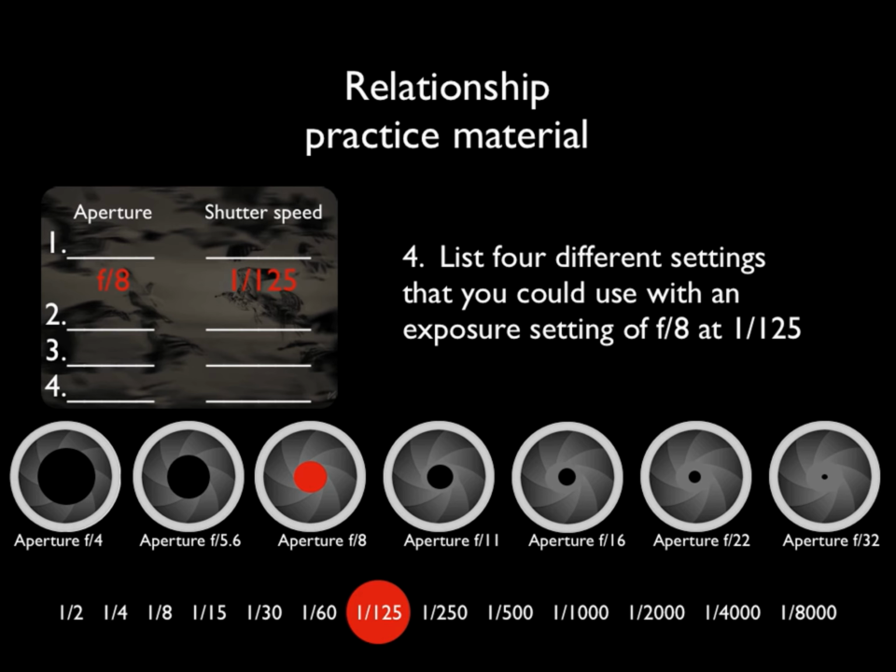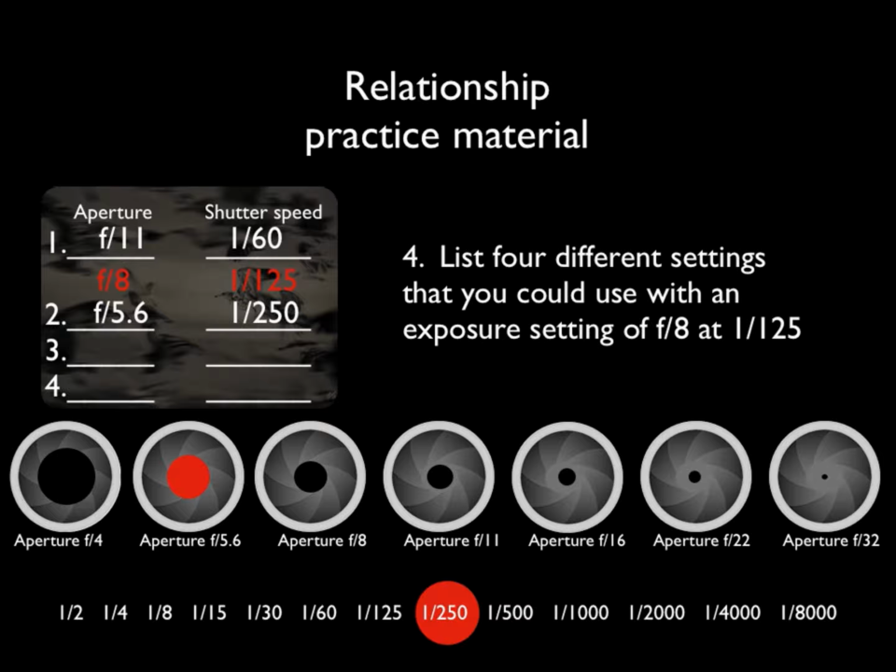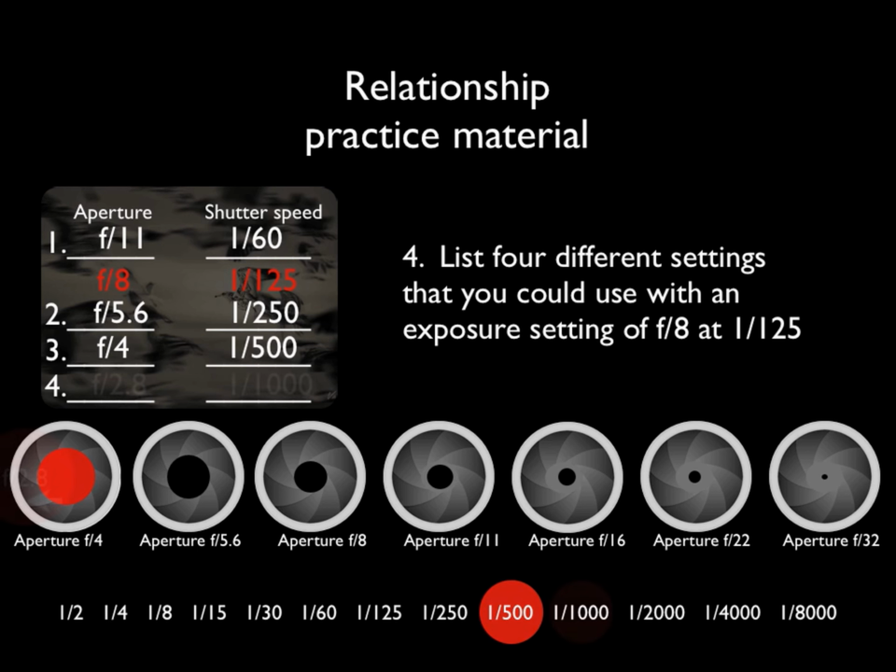Number 4. List 4 different settings that you could use with an exposure setting of f8 at 1/125th of a second: f11 at 1/60th of a second, f5.6 at 1/250th of a second, f4 at 1/500th of a second, and f2.8 at 1/1000th of a second.